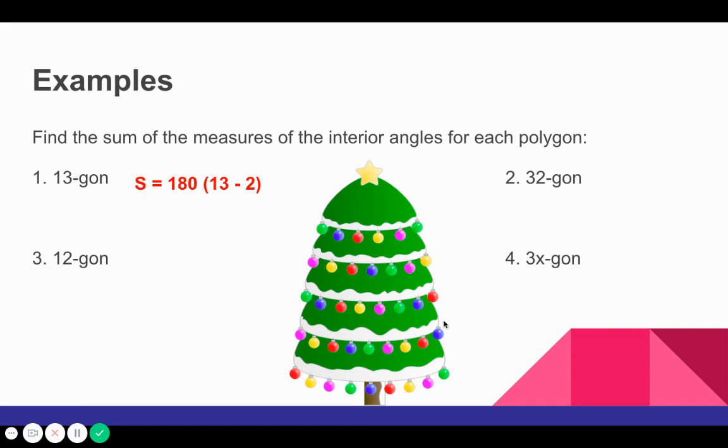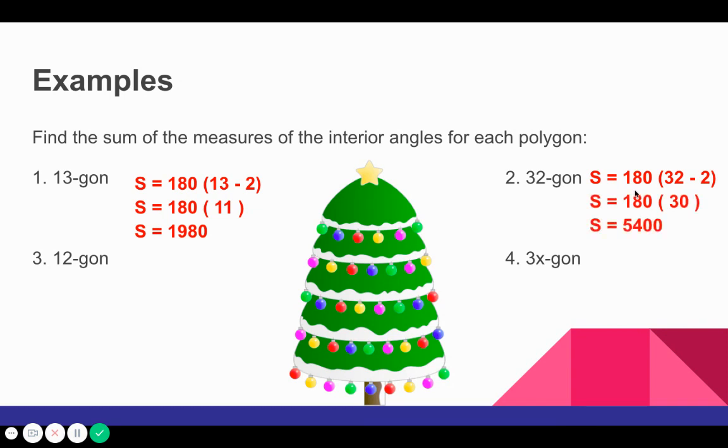13-gon, 180 times 13 minus 2. The total is 1,980. So it's pretty simple to use that formula. If we have a 32-sided figure, we would say 32 minus 2 and then times 180. Total would be 5,400 degrees inside a 32-sided figure.